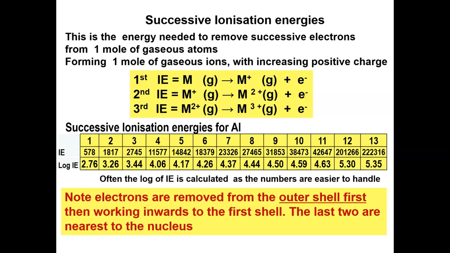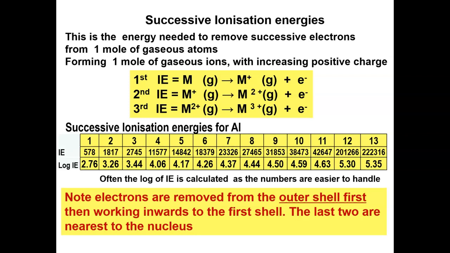If we just look at the numbers in the aluminium ionizations, 578 for the first one, then 1817, 2745. So the first three are relatively easy increases, not really doubling much. And then we get from 2000 to 11,000. Now that's a significant increase, a big jump, if you will.